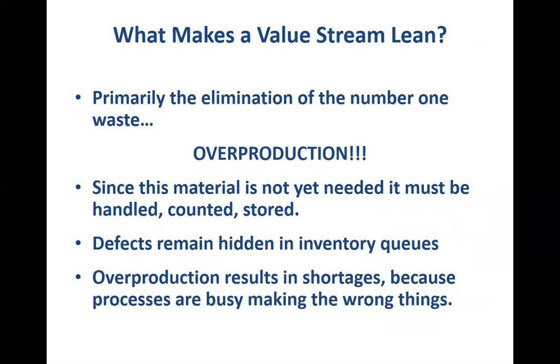Now, in the case of value stream mapping, one of the first thing we are focusing on is overproduction. That's the elimination which we are trying to achieve here. And if the material is not needed, but then has to be handled, counted, and stored, that would be considered a waste. In addition, you also have problems of defects. It also results in many of the processes working on things that are not necessary at this point in time, and all those things are considered to be waste within lean systems.